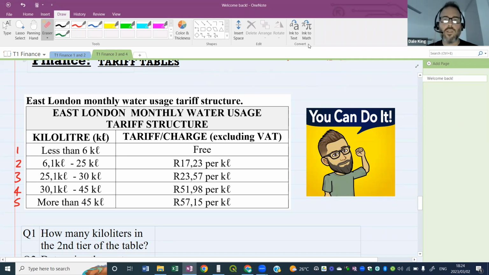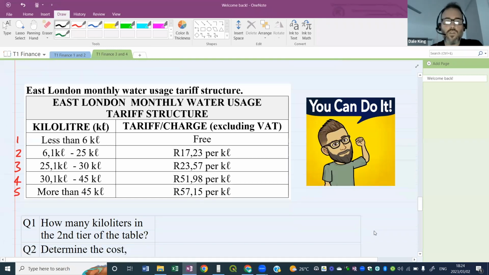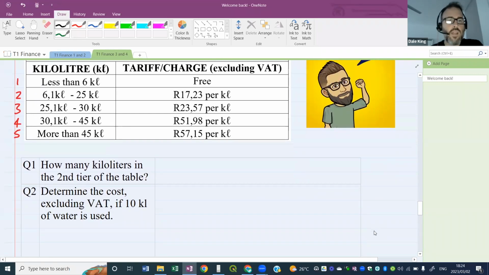Let's have a look. Here's the first question. I'm going to do the first one, and then I'm going to give you guys a chance to do yours. First of all, how many kiloliters are in the second tier of the table? Now be careful. I don't want you to think of decimals. When it says 6.1, don't try and get the first decimal place here. Generally speaking, how many kiloliters are in the second tier of the table? Can anyone tell me? Roughly. Don't worry about 0.1 or 0.9 or anything like that.